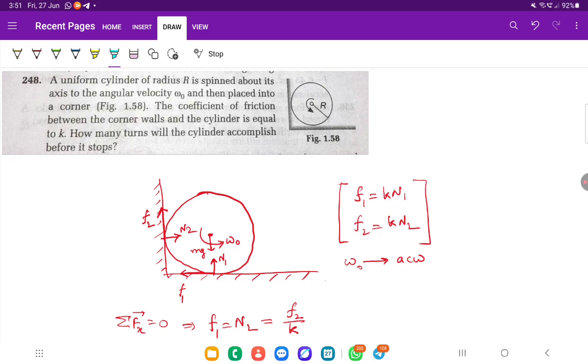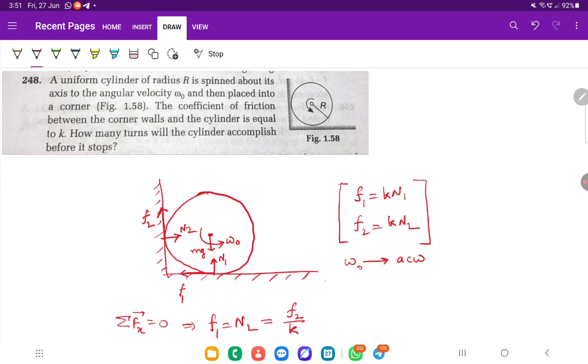So the problem states that a uniform cylinder of radius r is spun about its axis to the angular velocity omega naught and then placed into a corner. The coefficient of friction between the corner walls and the cylinder is equal to k. How many turns will the cylinder accomplish before it stops?